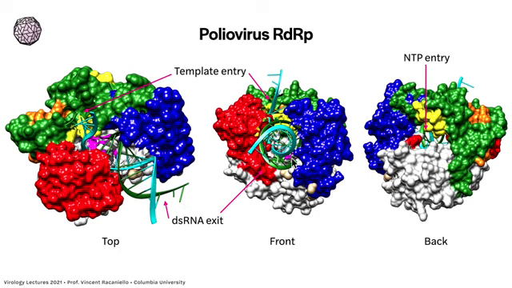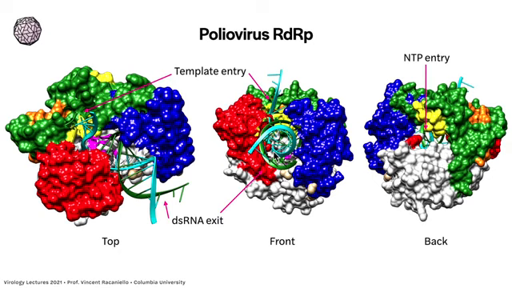So that's the top view. If you look at the front, you can see the template going into the top. It curves around the active site, and then it's polymerized, and it comes out the front as a double-stranded RNA. And of course, it's a helix. It is coiled.